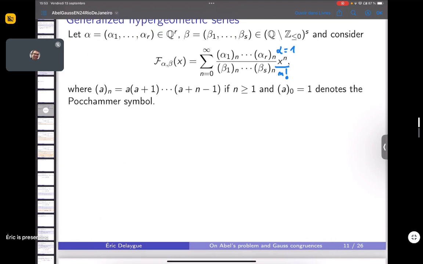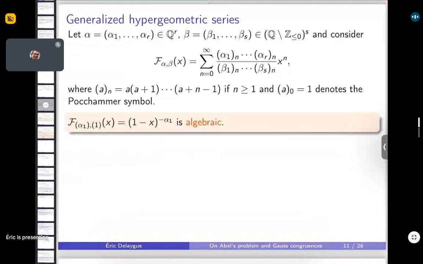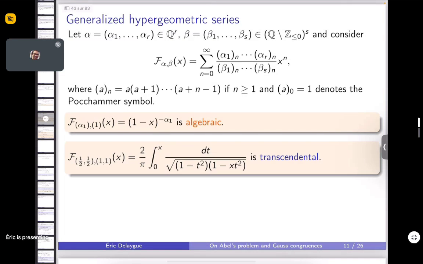So one example: if you take just one parameter at the top, alpha 1, and beta equal to 1, then you find this algebraic function. Now, if you take the parameter 1/2, so 1/2 twice at the numerator and two 1s at the denominator, you find this elliptic integral, which is transcendental.